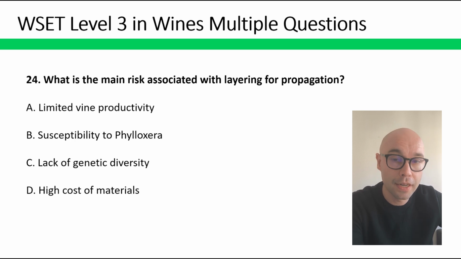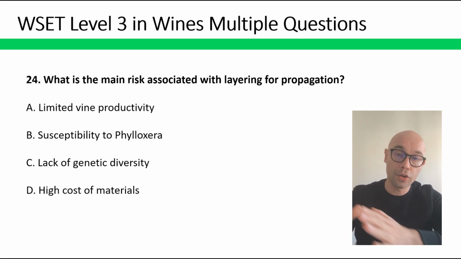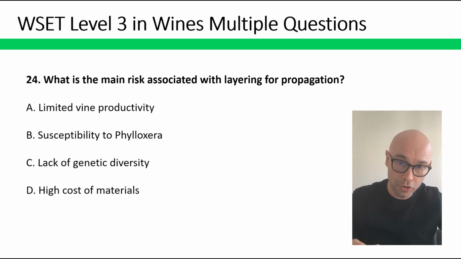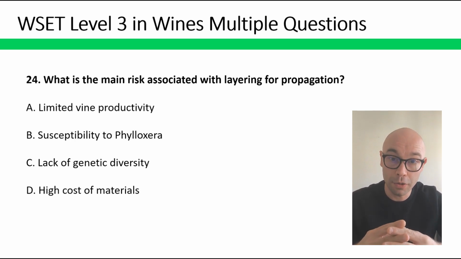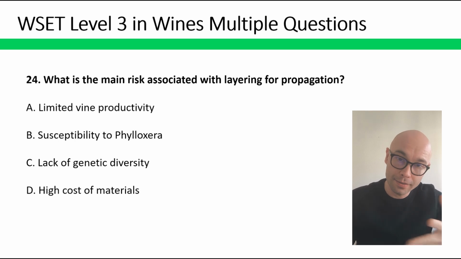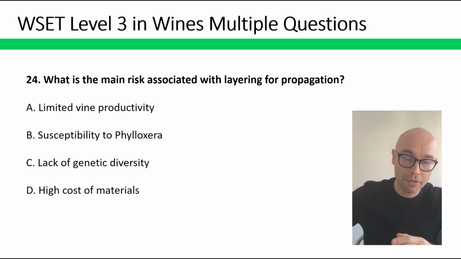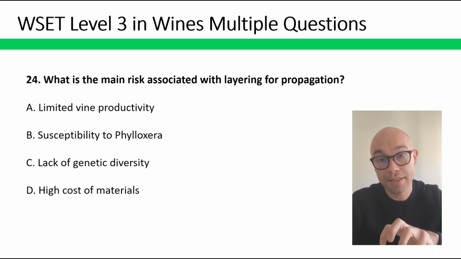susceptibility to phylloxera. So when you do layering, you're burying part of the shoot underneath the ground, and this shoot will start to develop its roots, and then the shoot will be cut off from the rest of the plant. But this vine is a Vitis vinifera, and its roots are not resistant to phylloxera, so that's why.